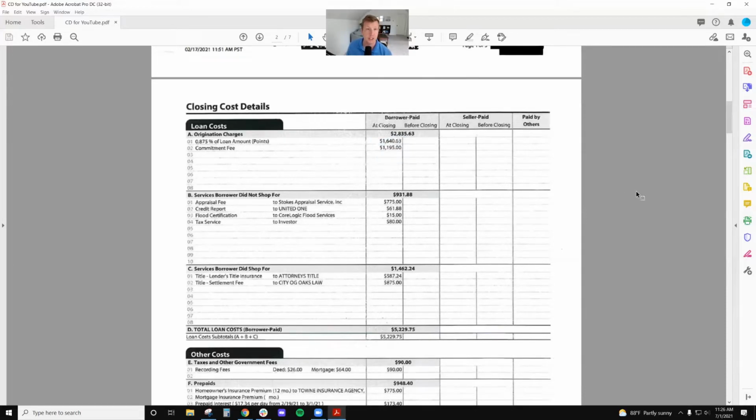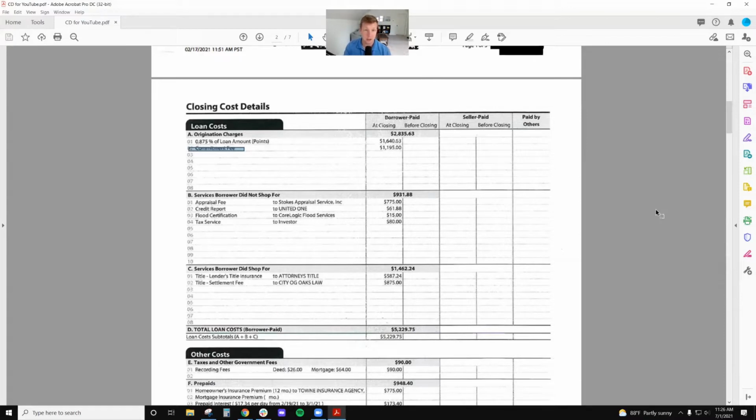I would probably try to negotiate that. So we've got a commitment fee, which is just another profit center for the banks. And we also have a 0.875% of loan amounts. These are points paid. So the commitment fee is typically the bank's pure profit to underwrite the loan.